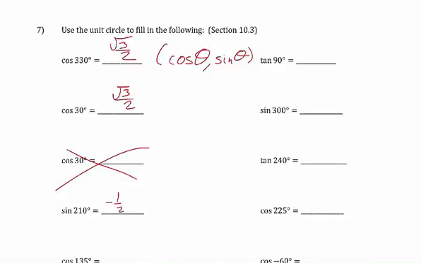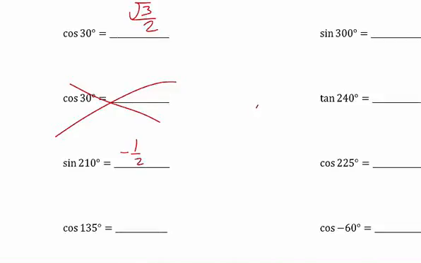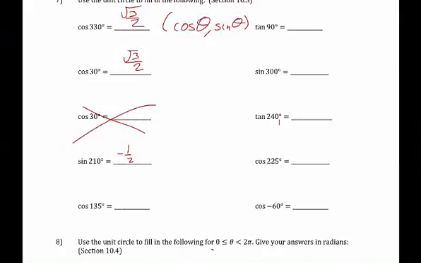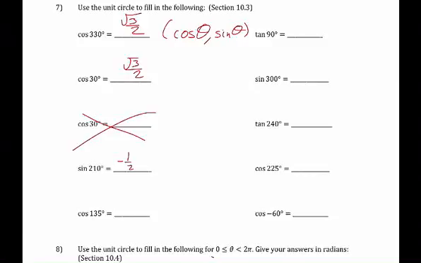The cosine of 135, sorry, let me zoom out. I realized I was too far zoomed in. The cosine of 135 would put us at negative square root of 2 over 2. I'm going to skip the tangent of 90 for a second. I'll get back to that in a minute. So let's see. Sine of 300 is negative root 3 over 2.